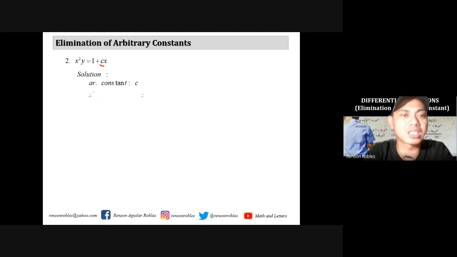Okay? We just copy the given, and then we shall differentiate this by derivative of product. So you have x squared times derivative of y is y prime, right?